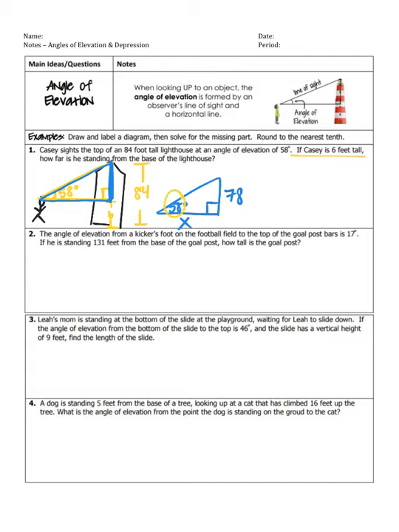Circle your reference angle. I've got my opposite and my adjacent. So that would be tangent. Tan of 58 equals 78 over X. I'll multiply both sides by X to get rid of my fraction. X tan 58 equals 78. And then I'm going to divide by tan 58.